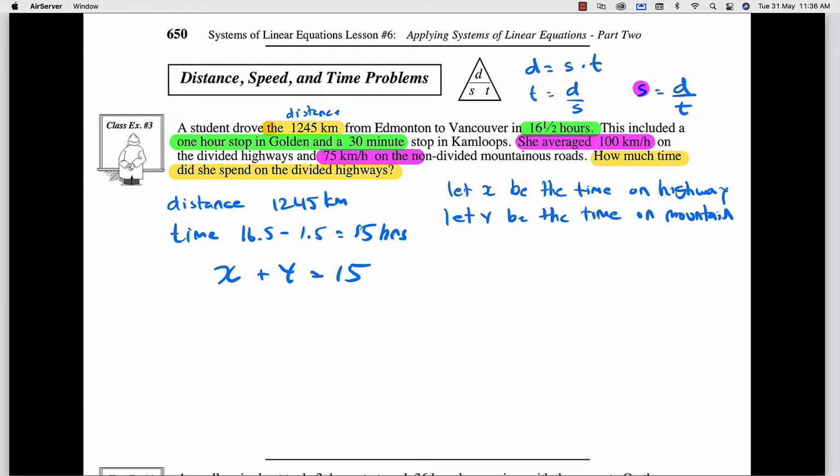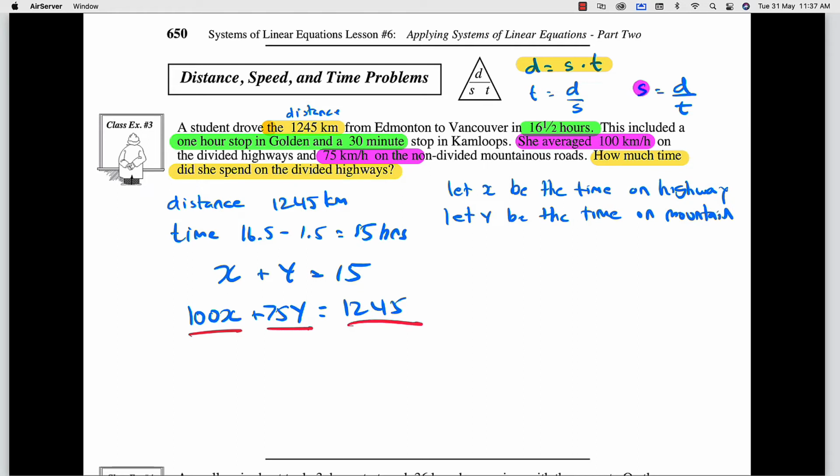Now, the other number we have to work with is a distance, which is right here, 1,245. Now, if we notice the X is going to be time, now if we're going to be dealing with distance on the right, we need sort of distance on the left so that we have equal things that we're comparing. And if we look at this equation up here, how do we get distance? Distance is speed times time. So the X is time, and the speed on the highway was 100 kilometers per hour. So this is going to be 100X plus 75Y. And remember, this right here is speed times time. So that is a distance plus a distance equals a distance. So distance on the highway plus the distance on the mountain is going to equal the total distance right there.